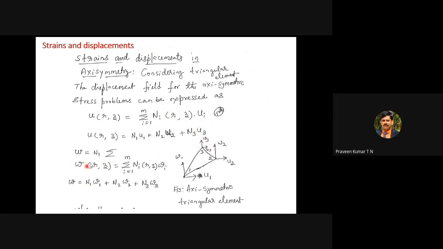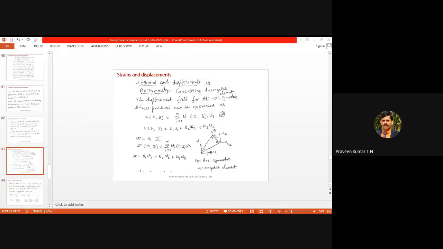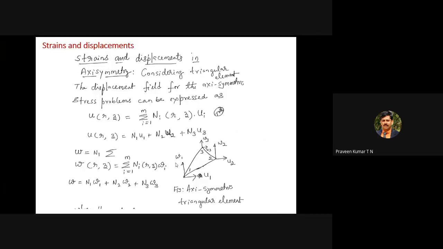In a similar way, there is a displacement along the Z direction. The Z direction is nothing but the vertical direction. The displacement along the vertical direction is given by W1, W2, and W3. So that means N1 W1, N2 W2, N3 W3. Those are the displacements along the Z direction.